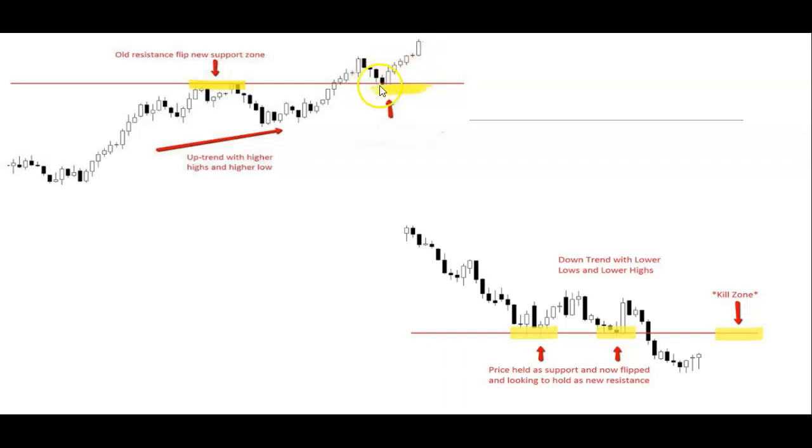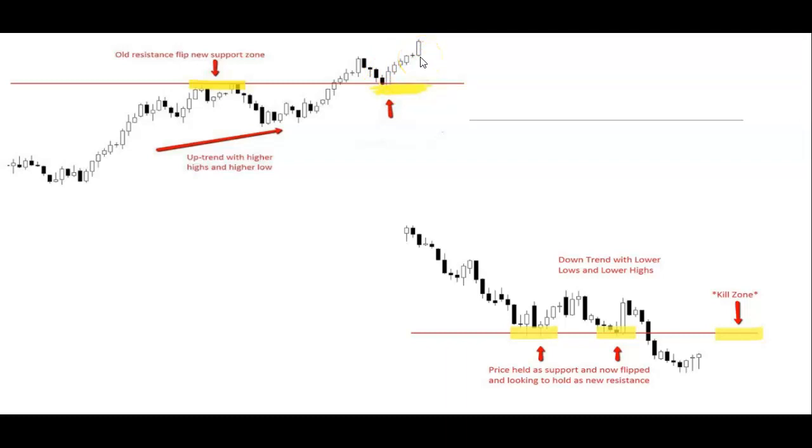As you can see, this is the potential kill zone. This is a zone where price has flipped from being resistance into being support. Now please note that it's not just enough for you to go into a buy just because this is a kill zone. No, you are not going into a buy.